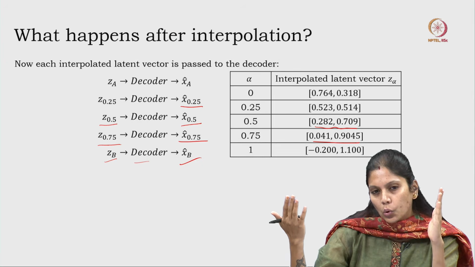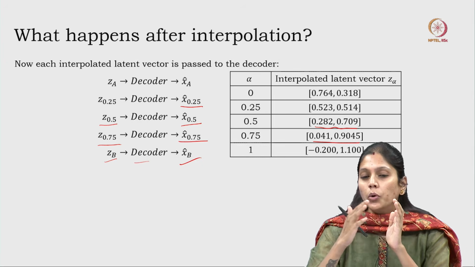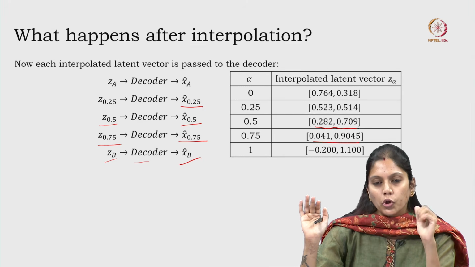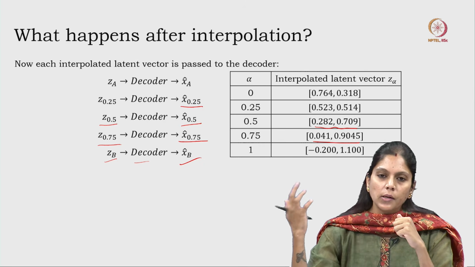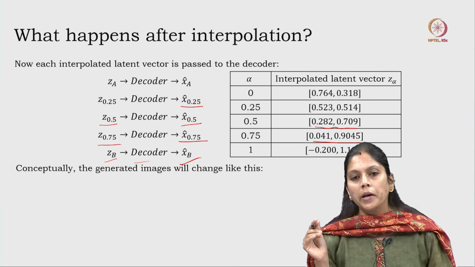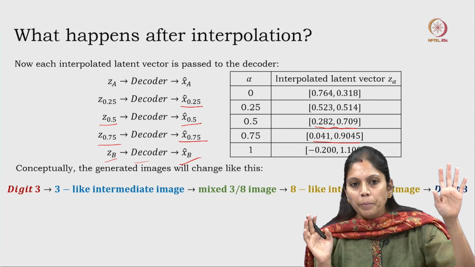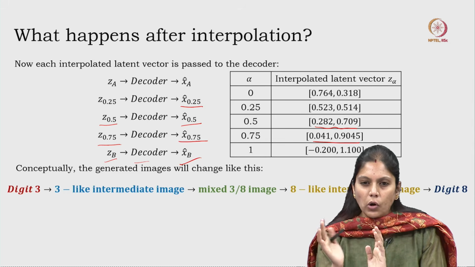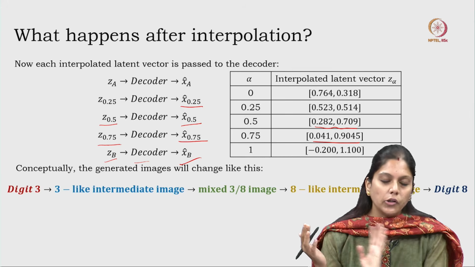Very slowly you are moving from 3 to 8, right? You are not moving in a random way, you are going in a systematic way. You are taking some portion of this, some portion of this, and combining them. Next time you take some more portion of this, some more portion of that, and combine it. So, finally, the generated images will change something like this. First you have a digit 3, then you get a 3-like intermediate image, then a mix of 3 and 8, then an 8-like image, and then you get a digit 8.